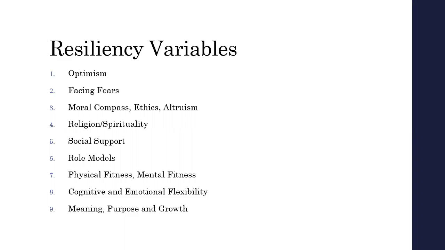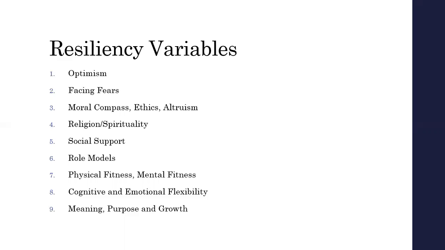So the first variable is optimism, or having an optimistic view on life. The glass is half full. Now, optimism does not mean rose-colored glasses or unrealistic optimism. Optimism means that you have weighed the costs and the benefits, and that you believe in the end everything will turn out okay. Facing your fears is another resiliency variable. Third is having a sense of a moral compass, understanding your value system and your ethics, and also being able to give to others and have a sense of altruism, that you have a purpose and meaning in service to others.